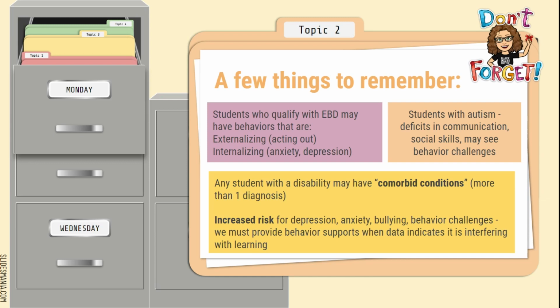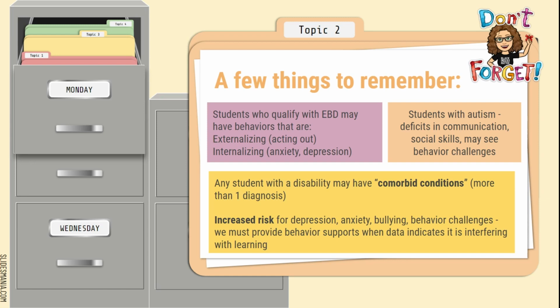But if a student has an IEP, whether it is for specific learning disability in reading fluency or other health impairments or EBD, if there are behaviors that are impeding their learning, then as an IEP team, we have to consider the data around that behavior to decide if we need to provide some supports. If you look at that bottom gold box, we've got some language there that's important to remember. Any student that has a disability may have what we call comorbid conditions, which means they have more than one diagnosis. So a student might have another health impairment and another diagnosis that goes along with that.